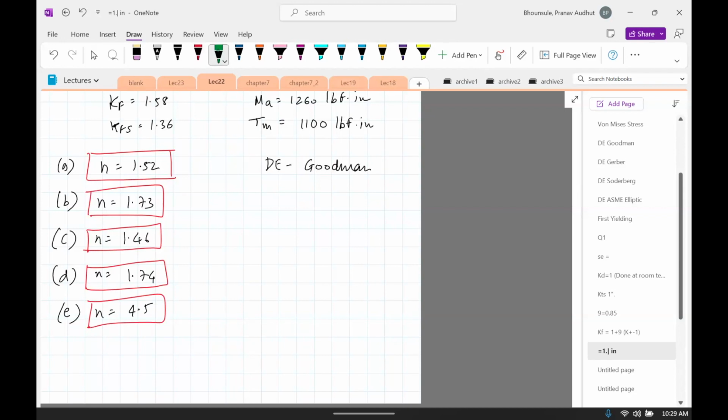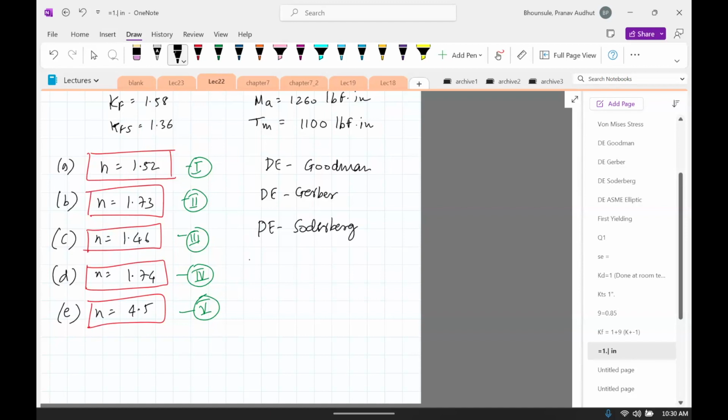So these came from 1, 2, 3, 4, 5, and they were D.E. Goodman, D.E. Gerber, D.E. Soderberg, D.E. semi-elliptic, and then finally first yield. And then you can see that this is the most conservative. It has the smallest factor of safety.